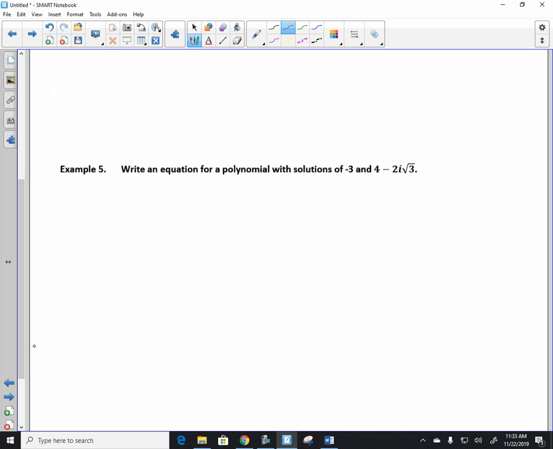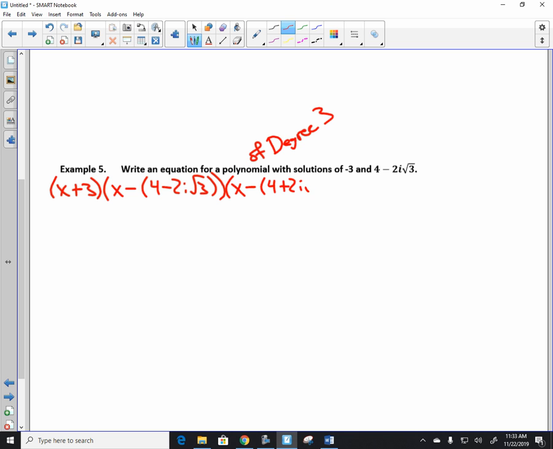Our last example. Write an equation for a polynomial of degree 3 with solutions of -3 and 4 minus 2i root 3. Very good. So we've got x plus 3. We have x minus the quantity 4 minus 2i root 3. Alex said if 4 minus 2i root 3 works, then so does 4 plus 2i root 3.